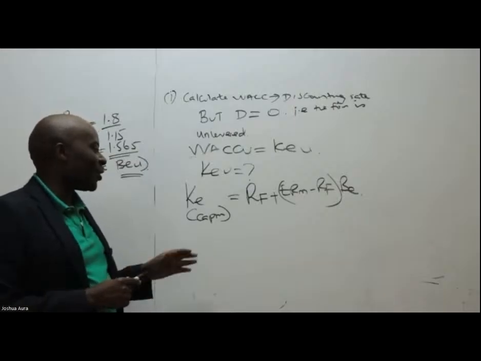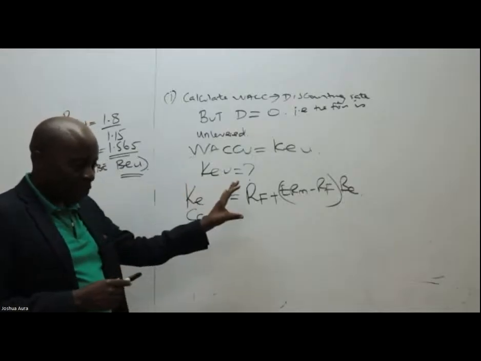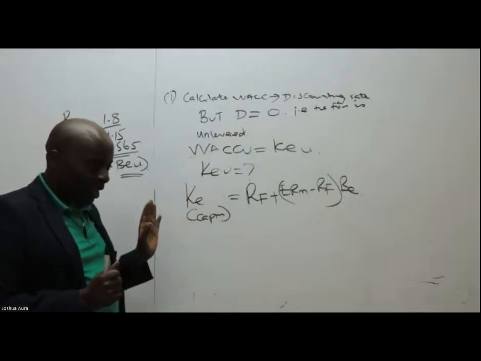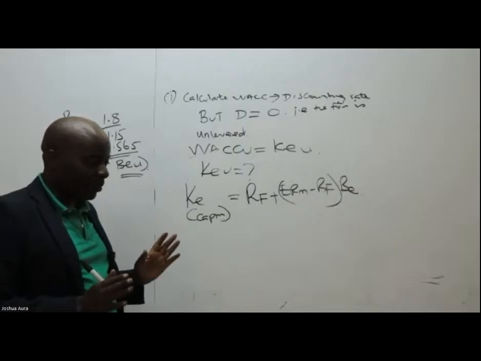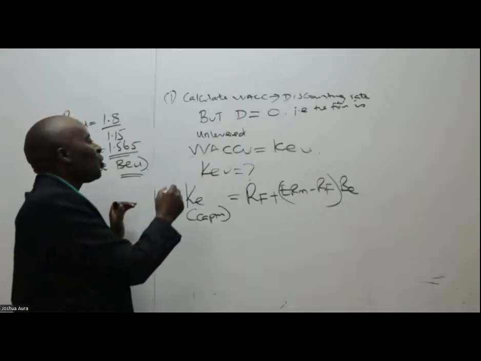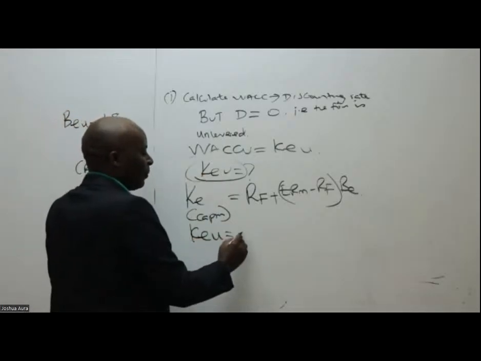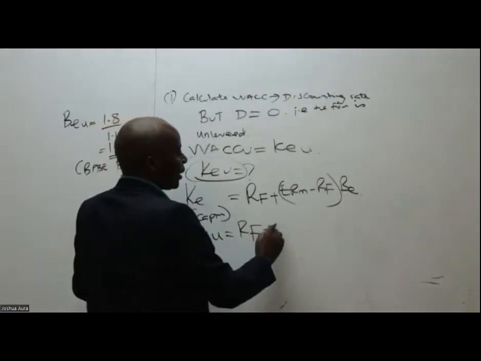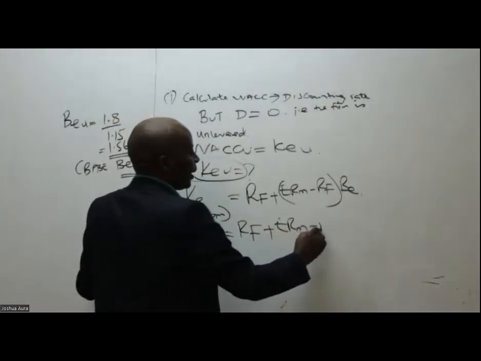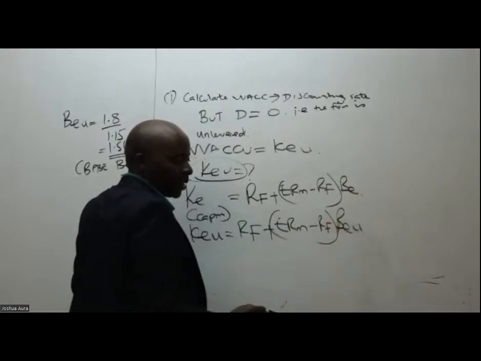Could you kindly, ladies and gentlemen, confirm whether you've been able to write up to here? Are we together up to here? I'm not even asking about understanding, but first of all, are we together? Great. So what they want us to do is to give them Ke(U), the cost of equity of the unlevered firm, which will be equal to risk-free rate plus expected return of the market minus risk-free rate, times BEU, like that.